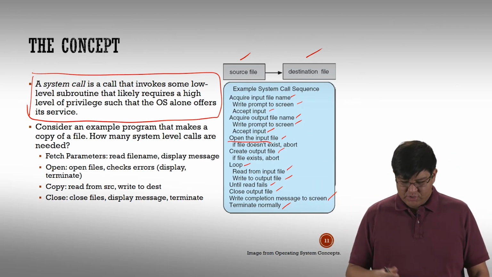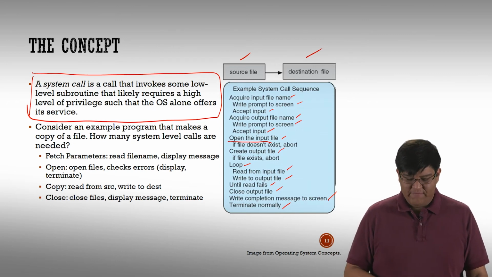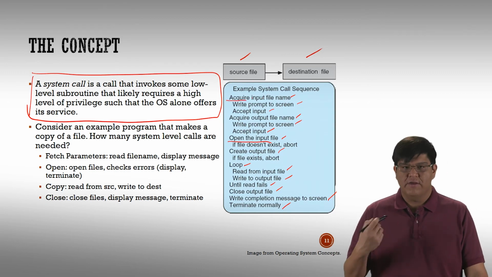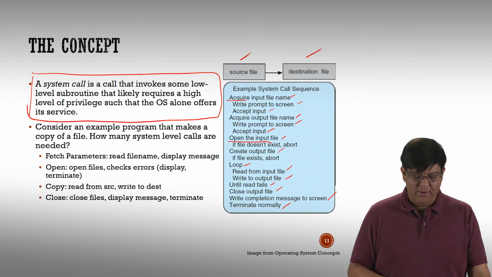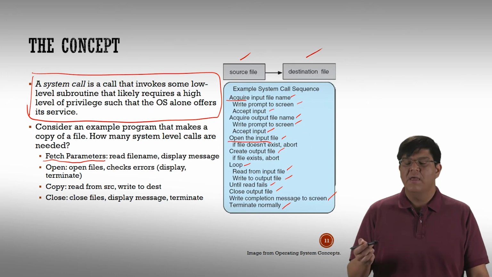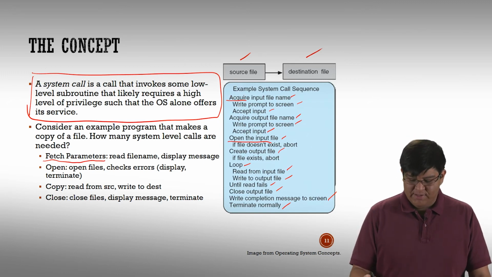So let's try to go through here and try to identify what these calls are, perhaps. Initially, for example, we acquire input, so we ask the user for something. That involves talking with the keyboard. That's probably going to be a system call. So reading from the keyboard, writing to the screen, these are all going to be operations that are some sort of system call. So these are what we call dealing with fetching the parameters. Reading from the keyboard, writing to the screen, those are going to be system calls.